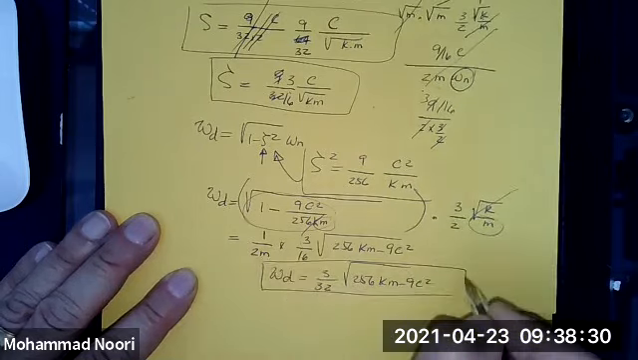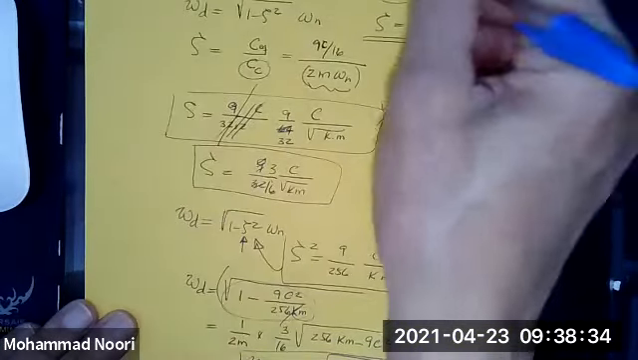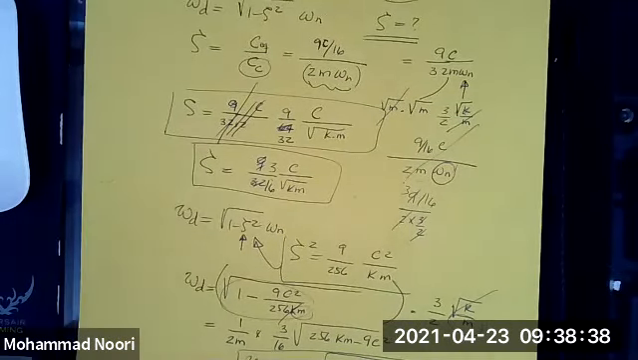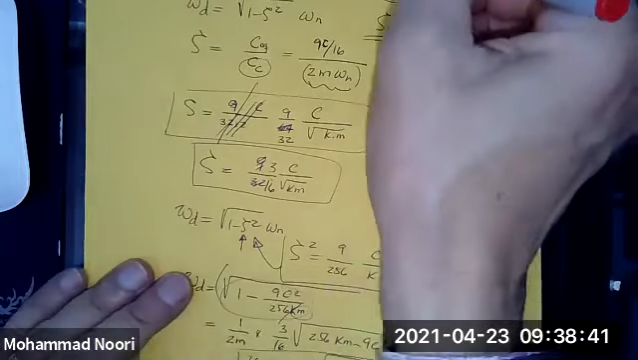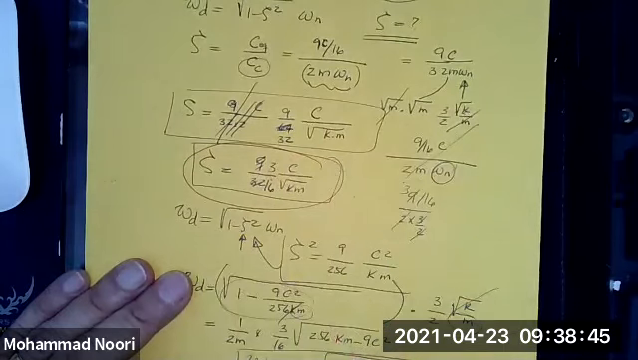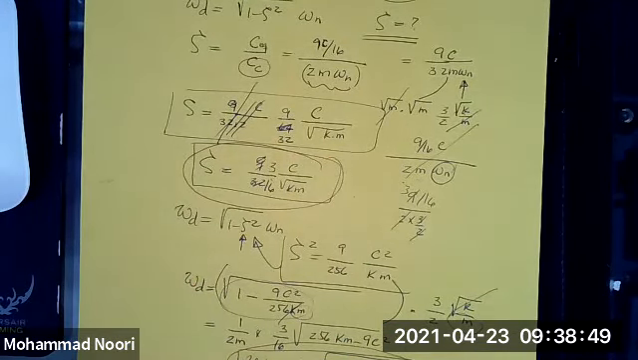So this is omega d, this is zeta, and that's omega n. The three quantities that the problem had asked us to find: omega n, zeta, and this is the frequency of the vibration of this system. Any questions?